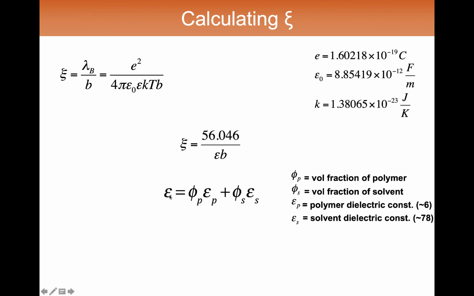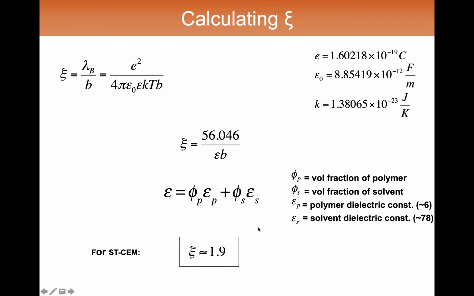And we can use a really simple model for the dielectric constant in the water-polymer mixture. That is just the volume fraction of polymer times the dielectric constant of the polymer, and that's on the order of 6, plus the volume fraction of water times the dielectric constant of water, which is about 78. And this will give us an estimate of the dielectric constant in the water-polymer mixture. And from that, we can calculate the Manning parameter for this styrenic cation exchange membrane.